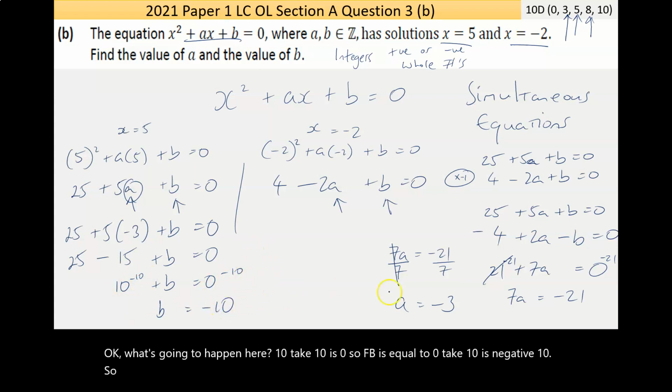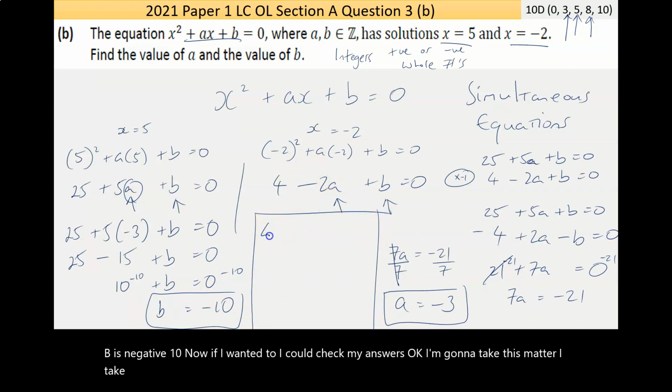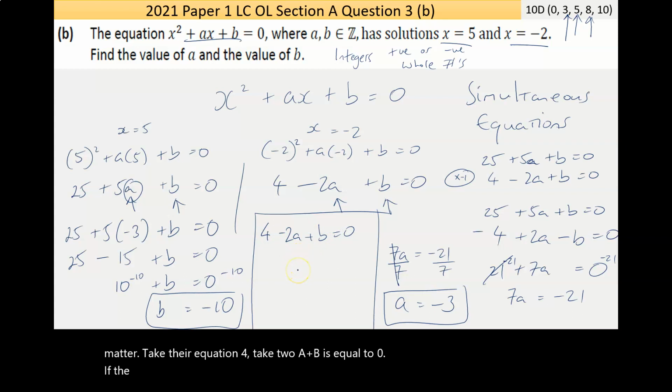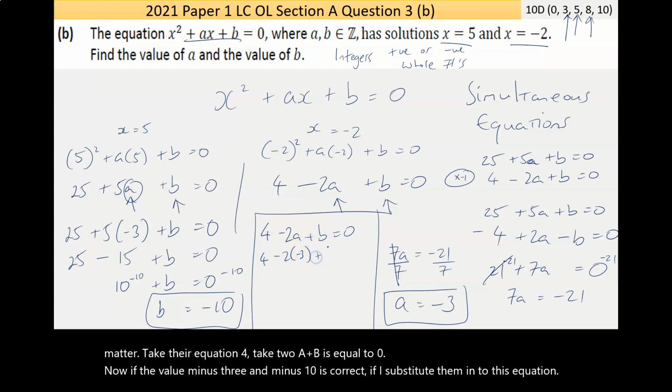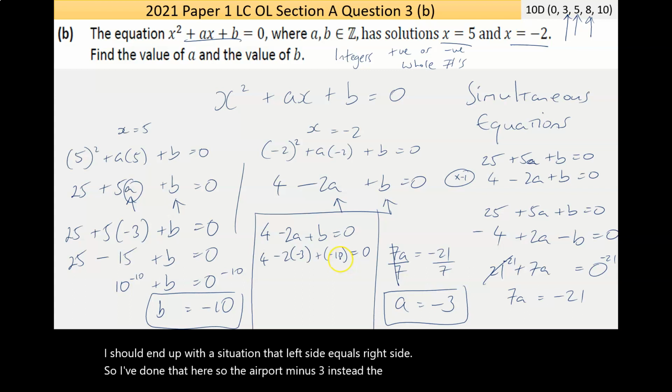So what are my values? Well, I found that a is negative 3, b is negative 10. Now, if I wanted to, I could check my answers. Okay, and I'm going to take, doesn't matter, I'll take the other equation. 4 take 2a plus b is equal to 0. Now, if the value minus 3 and minus 10 is correct, if I substitute them in to this equation, I should end up with a situation that left side equals right side. So I've done it here. Instead of the a, I put minus 3. Instead of the b, I put negative 10.